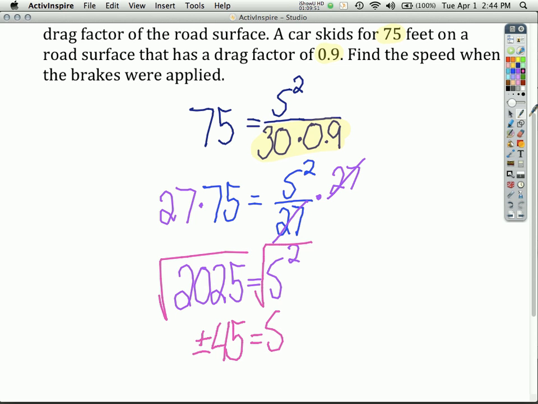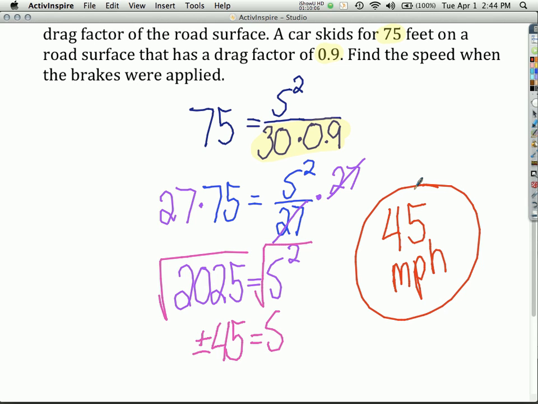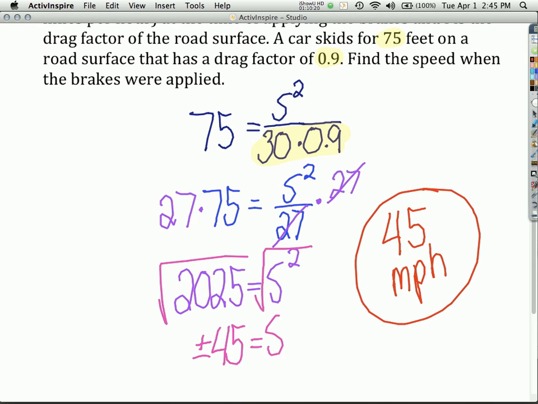So someone tell us, how fast was the car going? Edgar? 45 miles per hour. It couldn't have been going negative 45 miles per hour because this is not taking place in a science fiction movie. So, any questions on how this was done? Good, we're doing an outstanding job so far.